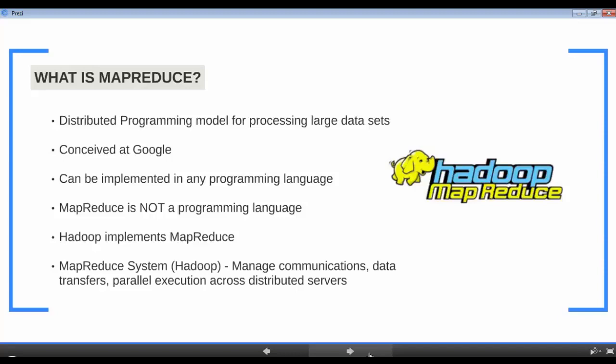MapReduce is not a programming language. It is a programming model. So always keep that in mind. Of course, Hadoop implements MapReduce. So the MapReduce system in Hadoop manages the communications, data transfer, and parallel execution across the distributed servers or nodes.